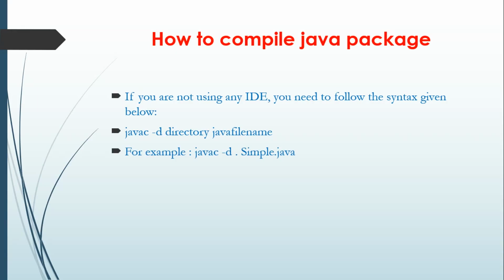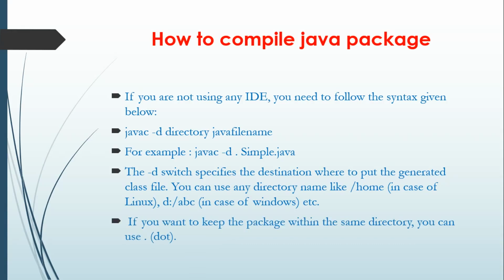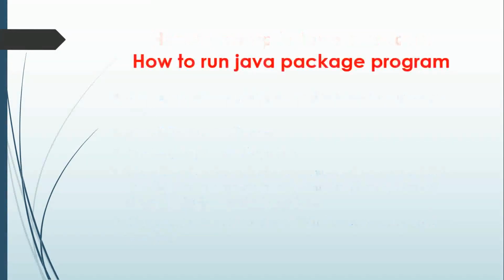For example, javac -d . Simple.java. The -d specifies the destination where to put the generated class file. So where we have to put the generated class file, we can provide the location there. You can use any directory name like /home in the case of Linux, or d:/abc in the case of Windows, whatever the operating system it is, we can change the destination. And if you want to keep the package in the same directory, you can use dot.